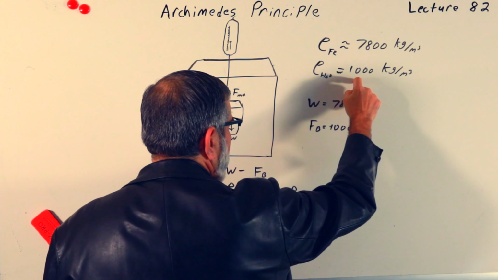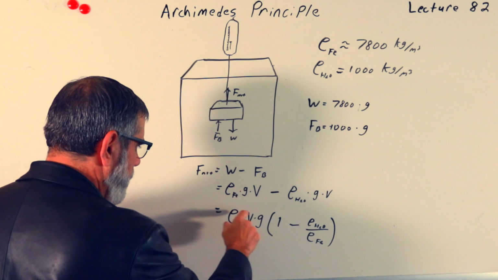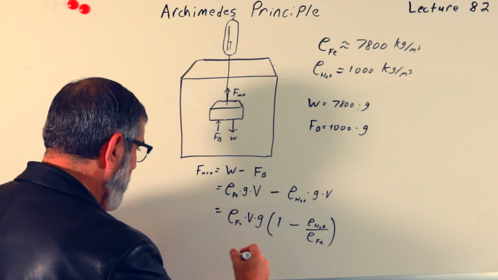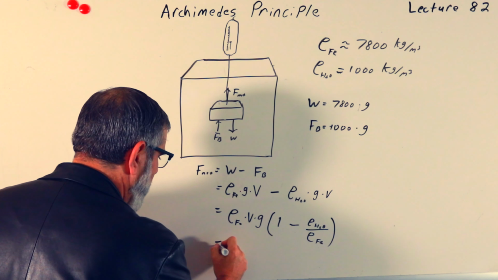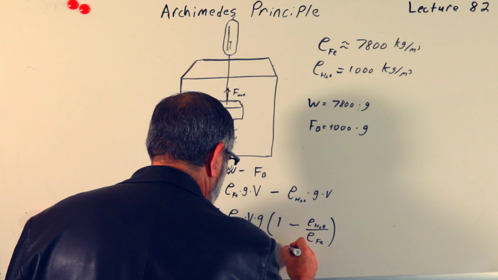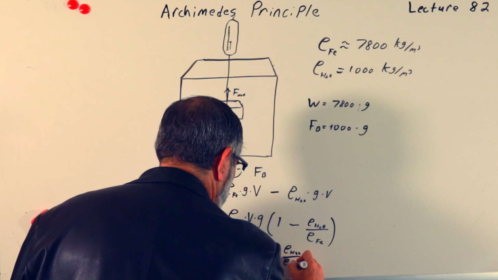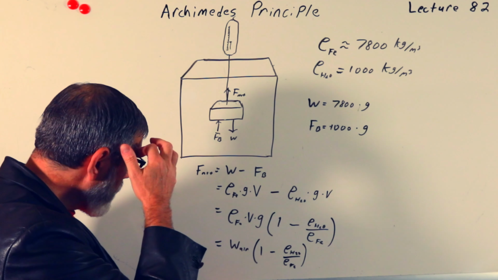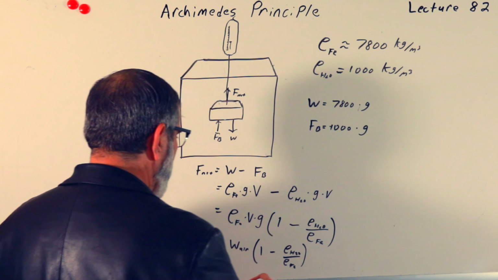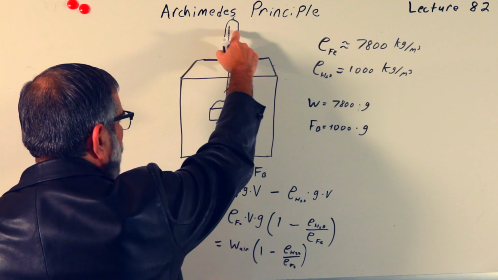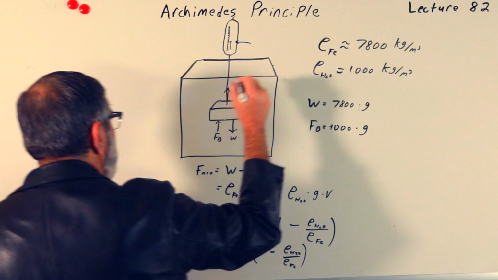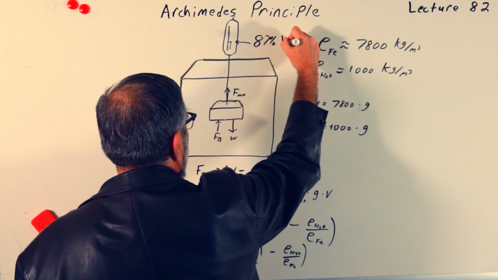And so we can use the density directly to see how much the weight is going to change when we suspend it inside this liquid, right? Because this first term here is just the weight in air. So I'll write it like this: weight in air times this term, 1 minus rho H2O over rho iron, okay? And so if I plug this into my calculator, I will see that the net force, the scale weight, what did we get? 87% of the weight in air.